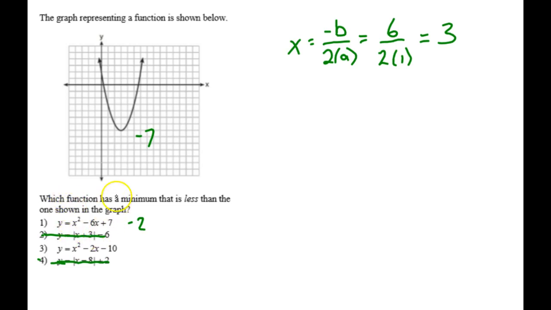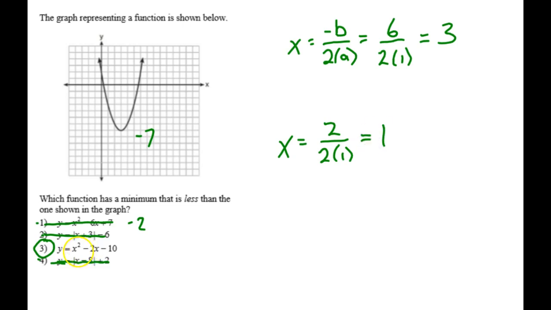So this graph is going to open up. So it cannot be choice 1 either. By elimination, it must be option 3. If we go through and find the x-coordinate of the vertex, it would be 2 over 2 times 1, or just an x value of 1.